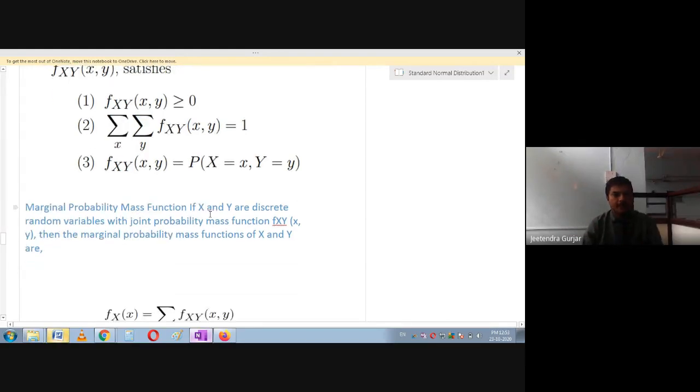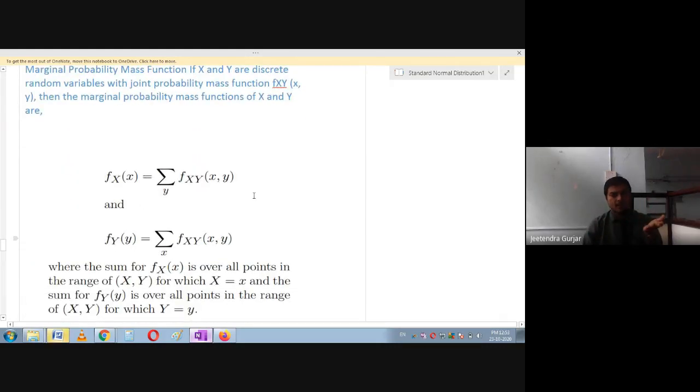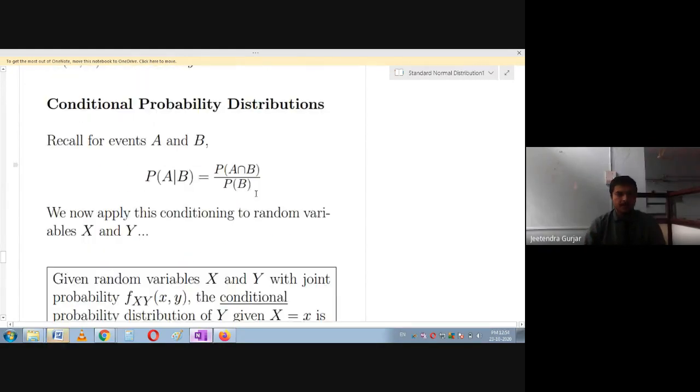So simple. And the marginal probability mass function is this: if X and Y are two random variables, joining them gives the joint probability distribution. Therefore, we get the marginal probability mass function. Please remember this, and we take this as f(x) and f(y). The sum of all f(x) is over the range of x, and the sum over all y is over the range of y. Please remember this.